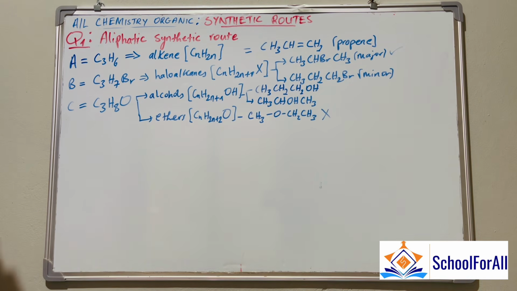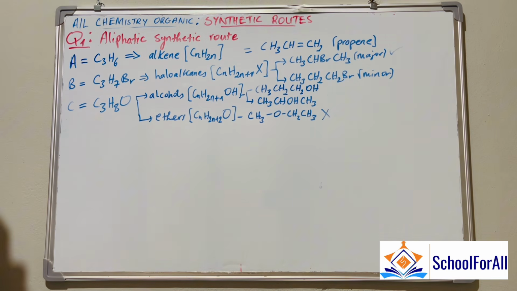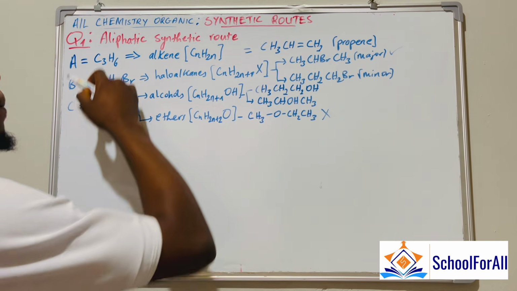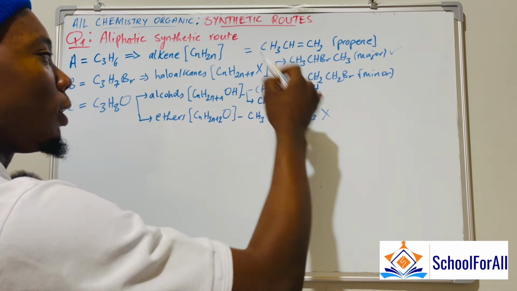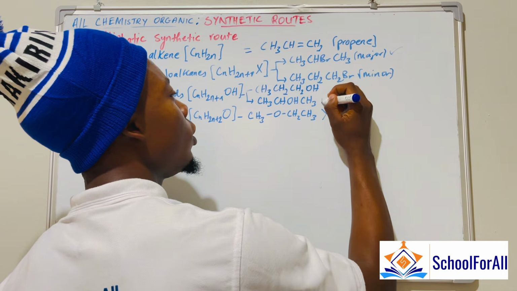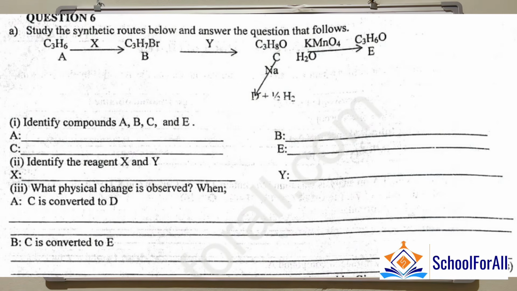So ethers, first of all, are not too reactive. They are very unreactive. So we have very few types of reaction in which ethers will be involved. Now, in this case, we are dealing with the alcohols. But which alcohol will be our major product? We are going to choose the alcohol with respect to our compound B. So if our compound B was this major product, automatically we are going to replace the Br with an OH. So this one will be my major product in this case.